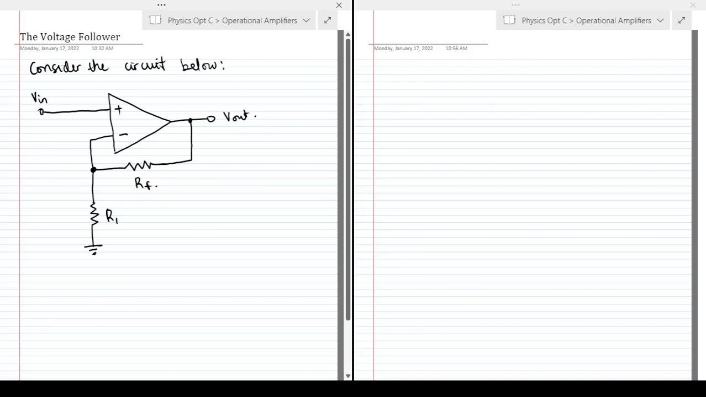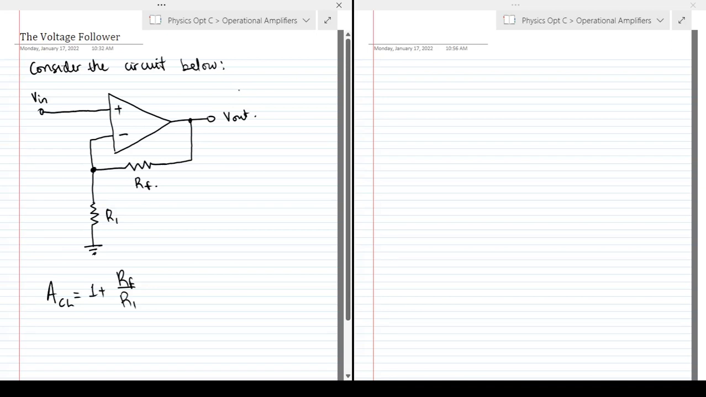A single input Vin is fed into the non-inverting input terminal, right? There is still negative feedback via RF from the output voltage to the inverting input terminal, which is grounded via the resistance R1, right? We examined the closed loop gain in our last class. The closed loop gain of this amplifier here is 1 plus R feedback divided by R1, right?